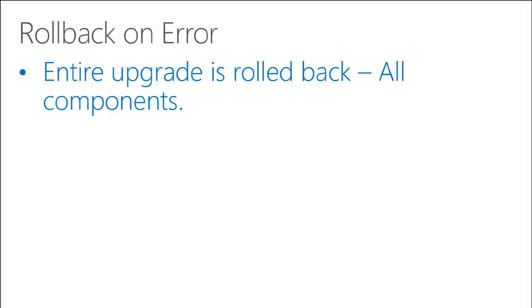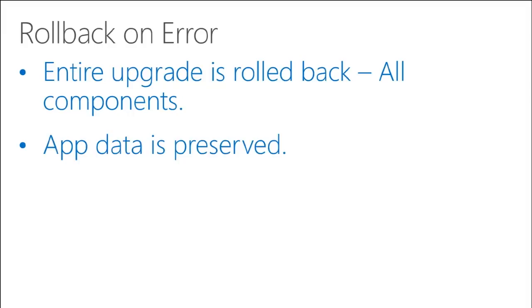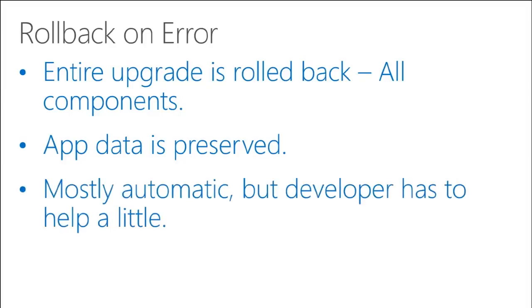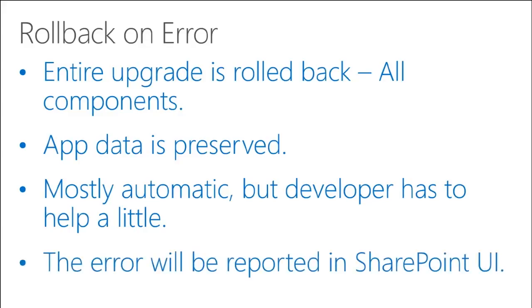Another thing you want to know about this system is app data is preserved. They're very careful about keeping a backup copy, so if there's a rollback, they can restore the data. Now, the system is mostly automatic. But as we're going to see towards the very end of my talk today, there is one circumstance in which you, the developer, have to kind of help out the system a little and help the whole rollback on error system work. And finally, the error will be reported in the SharePoint UI.